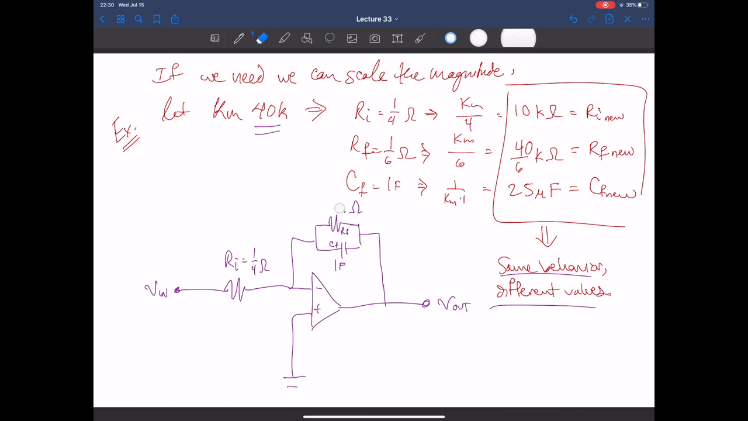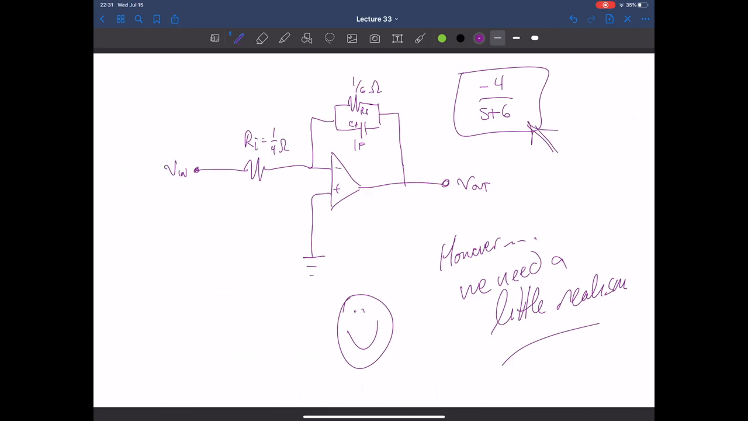However, I just replaced these values with something a little bit more realistic, right? So this becomes 40 over 6 kilo ohms. This guy here, instead of 1 farad, 25 microfarads, and 10 kilo ohms, okay? And now this looks like a real circuit. So that's pretty cool. We've actually designed a really nice filter, and we've met a very specific criteria that we needed to do. So now we're doing transfer function stuff and filter stuff and bringing this all together.